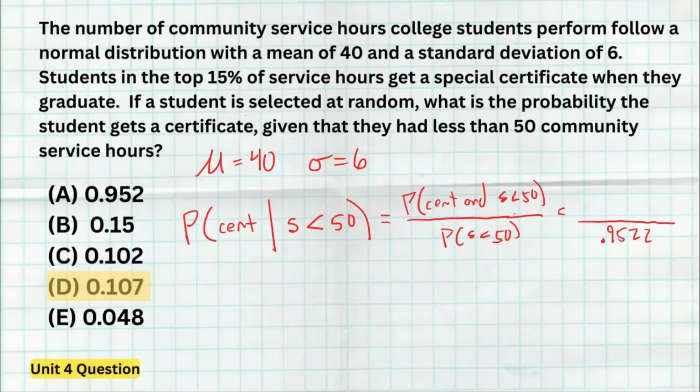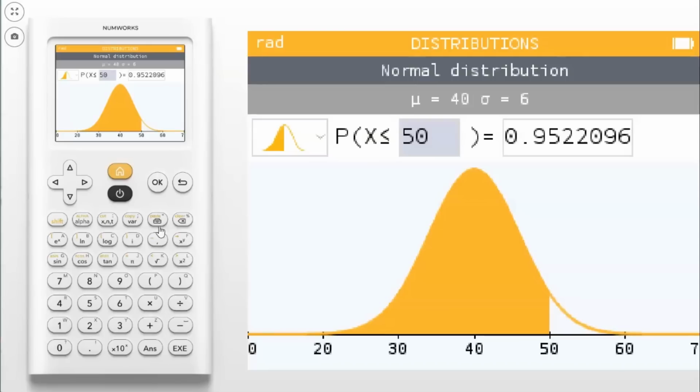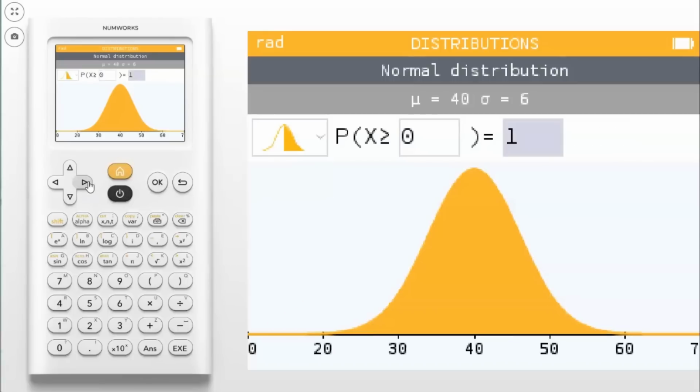Now, the top part is the tricky part, the probability that they get the certificate and have less than 50. So we first have to talk about what it means to get the certificate. Well, to get the certificate, they have to be in that top 15%. But how many hours is that? Well, that's where we're going to go back to our NumWorks calculator. And the cool thing about the NumWorks is you can do it all in the same app. So we want to know that top 15%. So I'm going to go ahead and select the top proportion, greater than, and I'm going to come way over to the right. I'm going to type in 0.15 here.